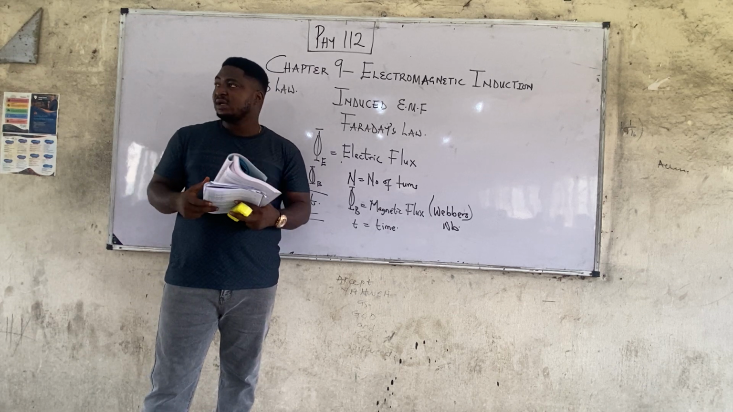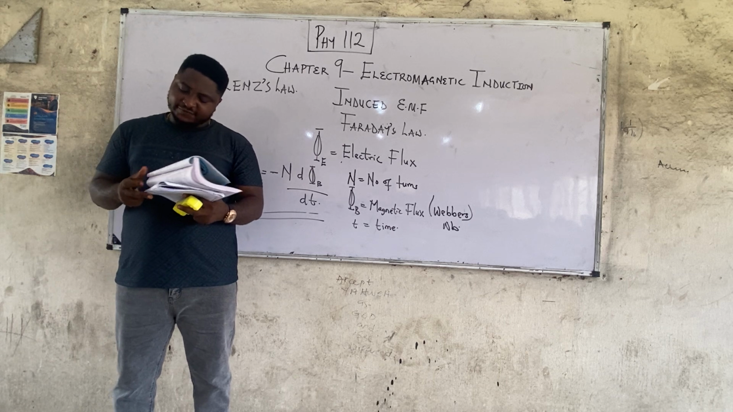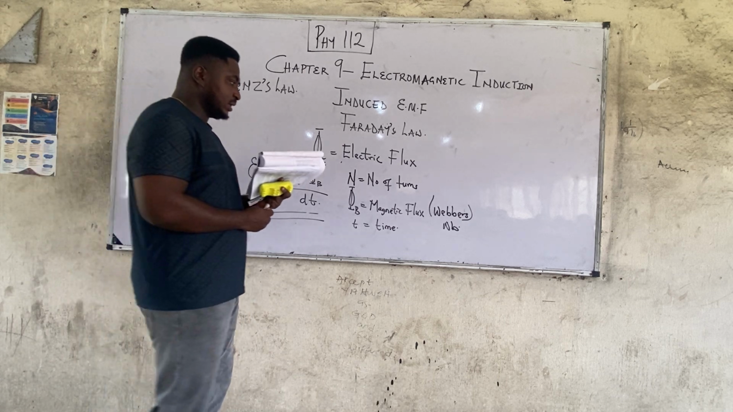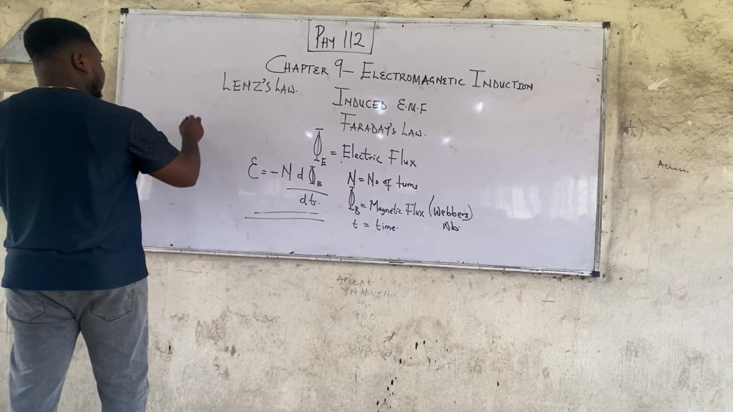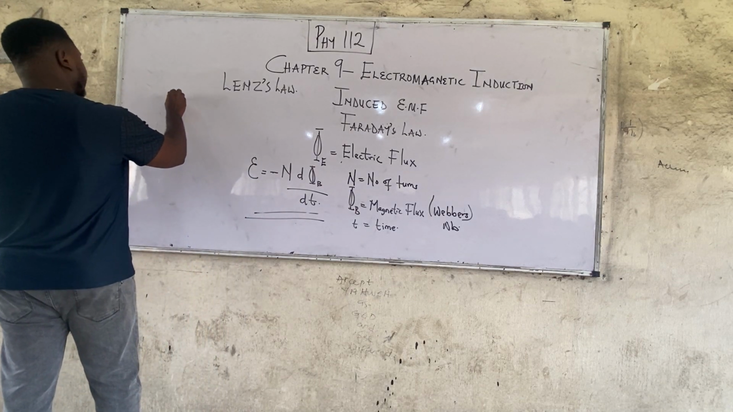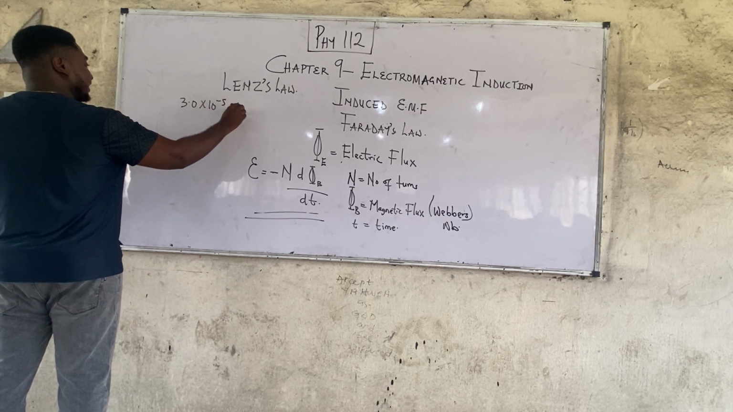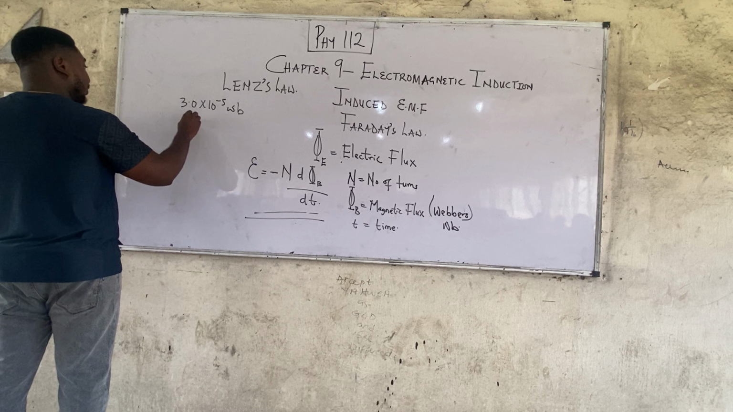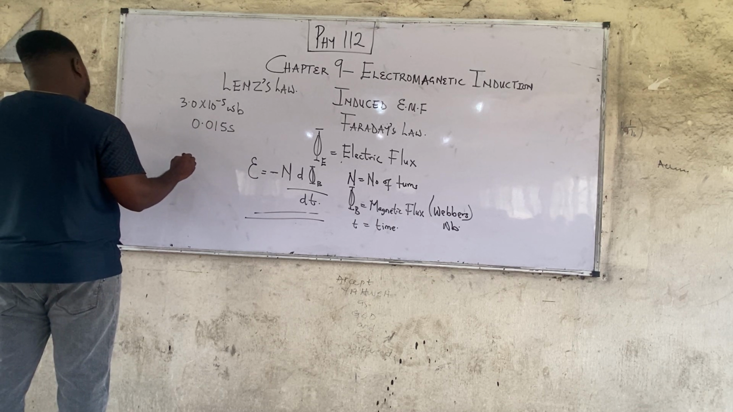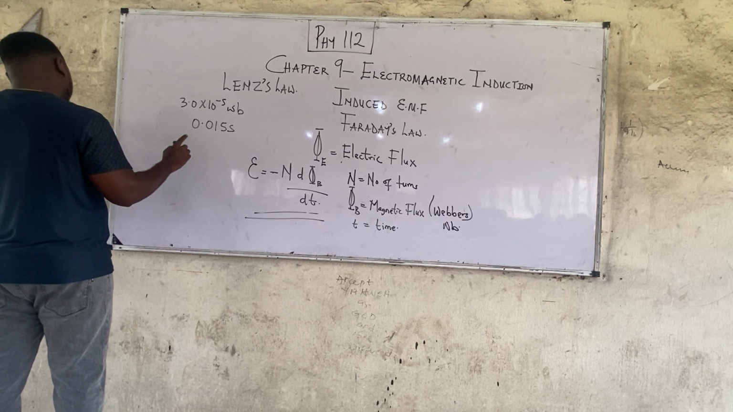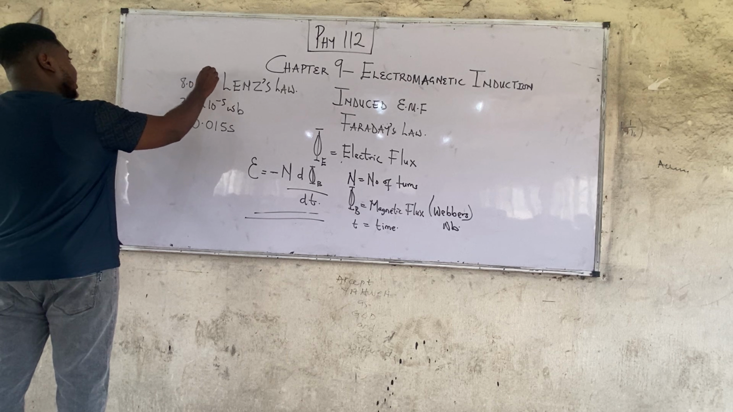Are you there, class? If the flux is reduced to 3.0 times 10 raised to minus 5 Webers, that's WB, in 0.015 seconds, find the induced EMF. Find the what? Induced EMF.